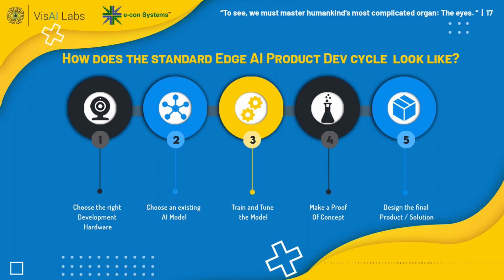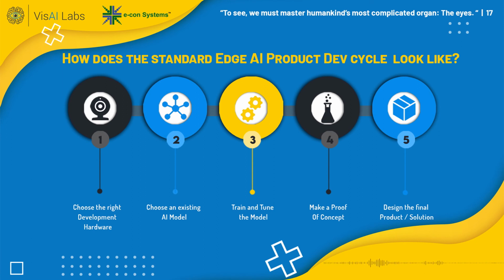So before we close this webinar, I would like to show how the first two steps are done, and I'll show you a video of how we did it. Like choosing a right development kit, a hardware and a camera combination, and then using an existing AI model.